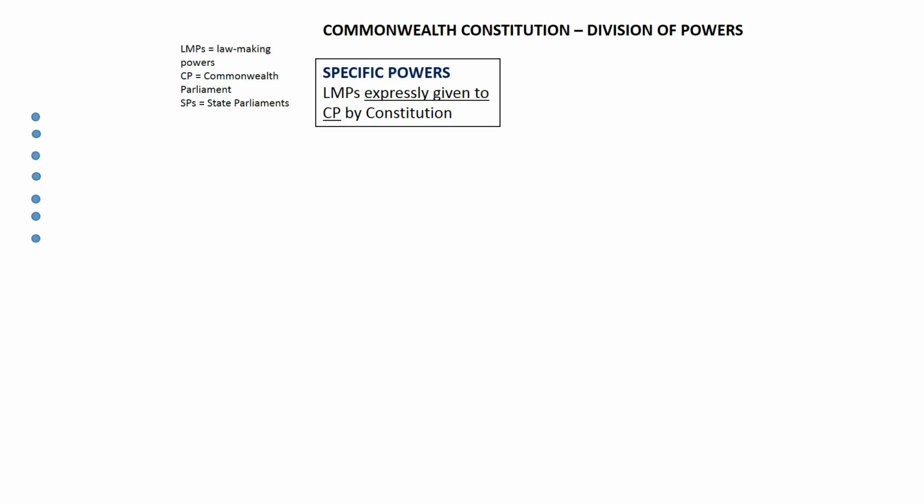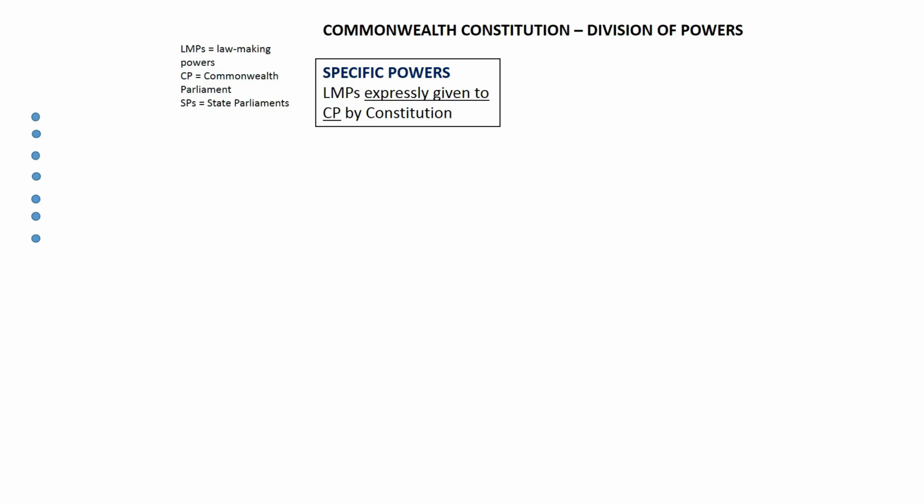So, for example, it can make laws about trade and commerce, that is in subparagraph 1, Roman I, which looks like a little I. It can make laws about tax, that's in Roman II. It can make laws about marriage, that's in Roman XXI. It can make laws about external affairs, that is Australia's relationship with other countries. That's in subsection XXIX. There are actually 40 matters about which the Commonwealth Parliament can make laws. There are 40 subparagraphs in Section 51.